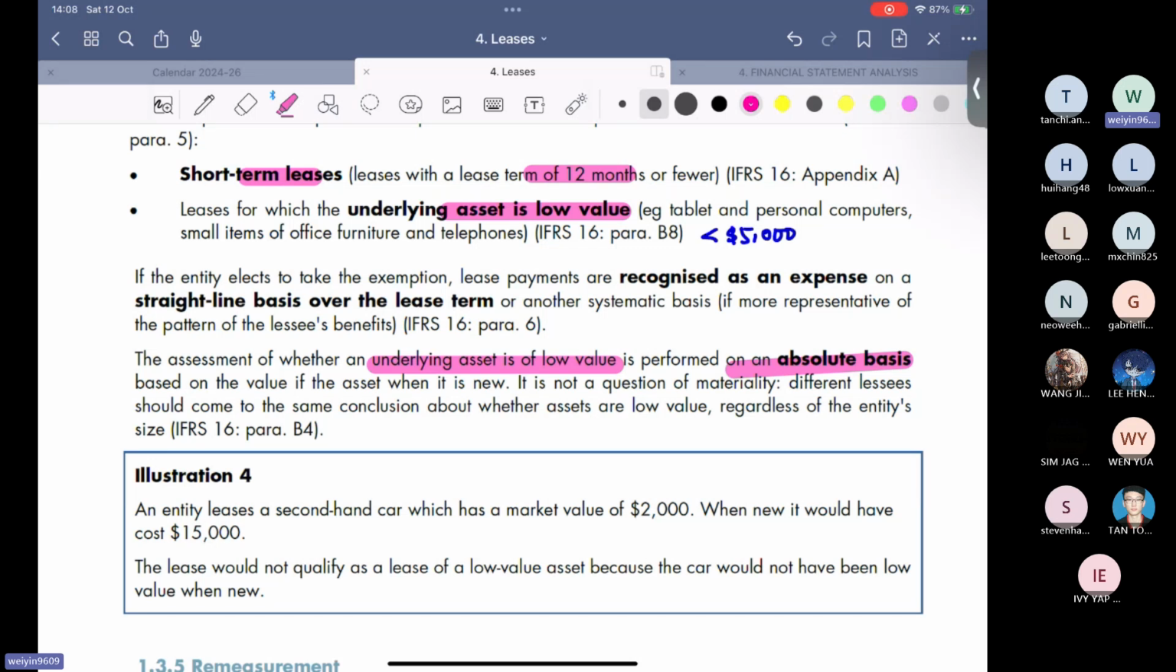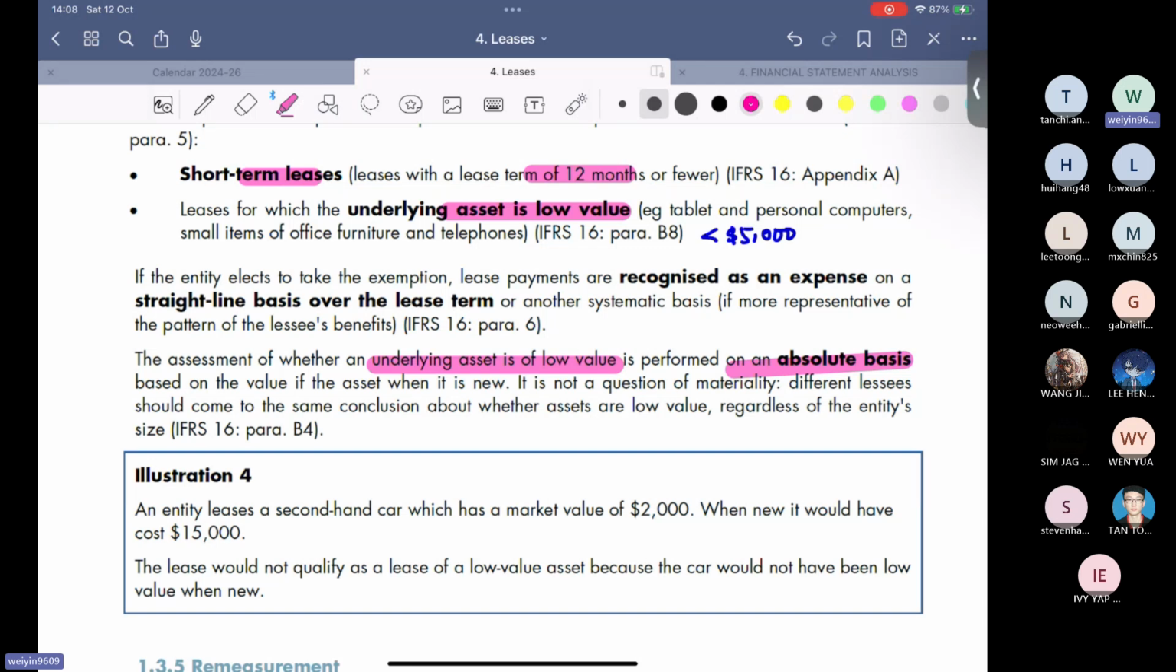All right, it cannot be 2,000. Therefore, a car itself cannot be treated as a low-value asset. So that's why he put it on an absolute basis. That means you need to look at the nature of the asset when you go for it, not just the value.